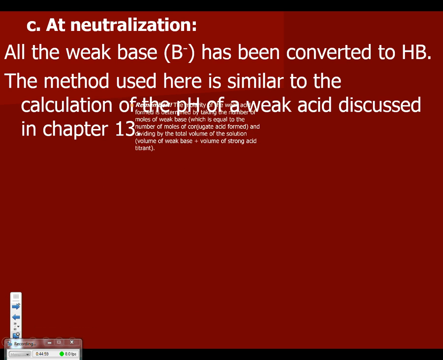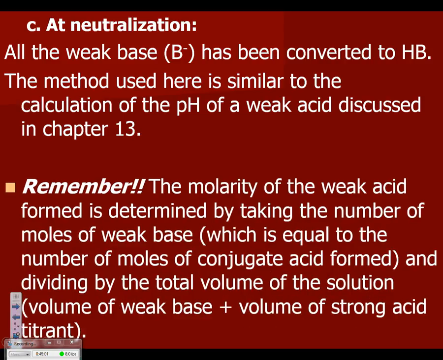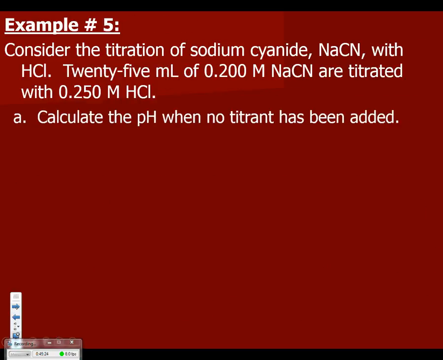Okay, at neutralization, remember here that the molarity of the weak acid formed is determined by taking the number of moles of weak base, which is equal to the number of moles of conjugate acid formed, and dividing it by the total volume of solution. Volume of the weak base plus the volume of the strong acid titrant. We talked about that with the buffer. Whenever you're working with weak acid, weak base, you're basically working with buffer things that we talked about before.